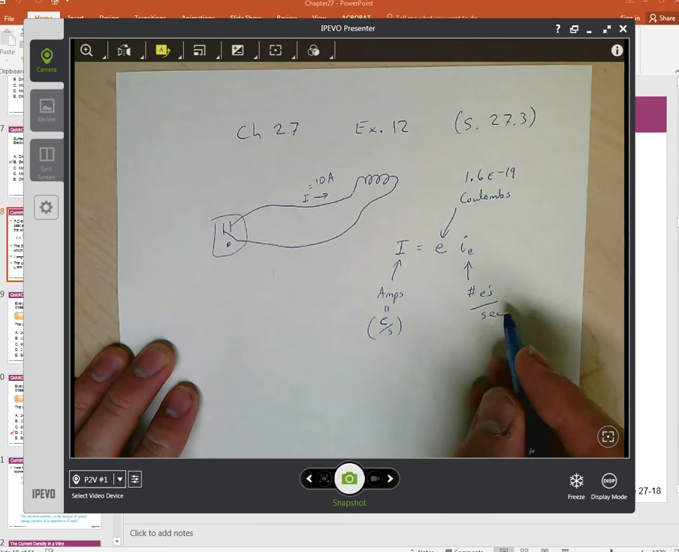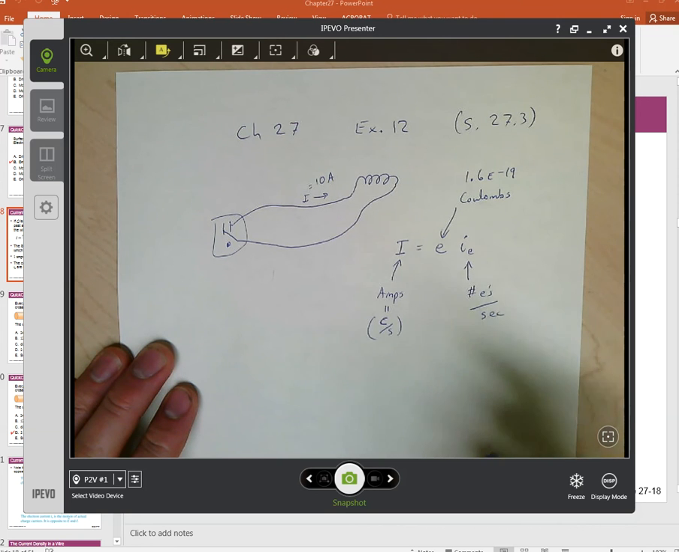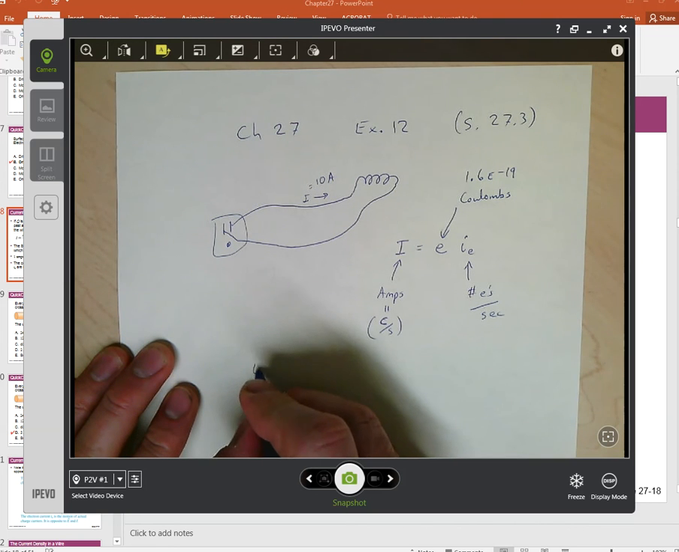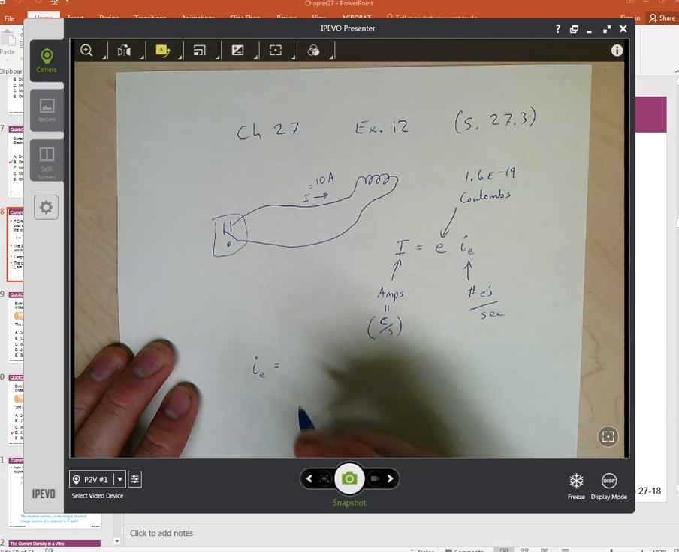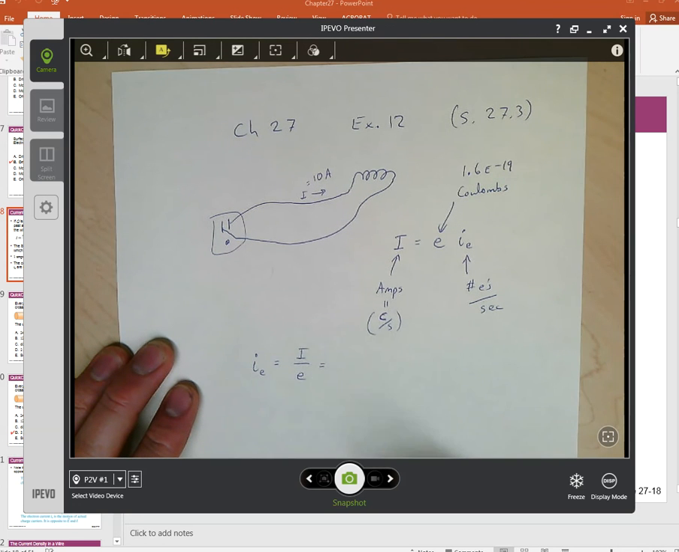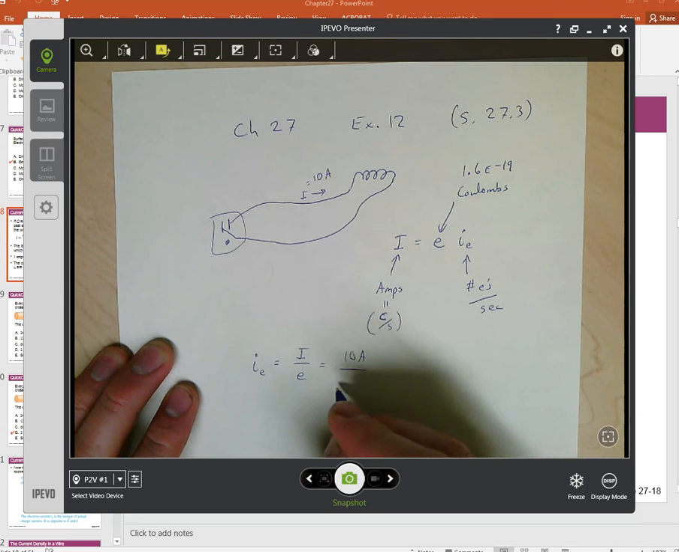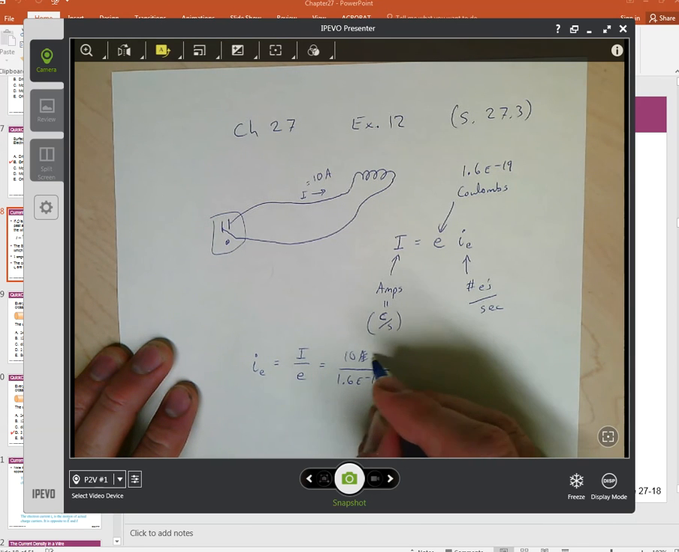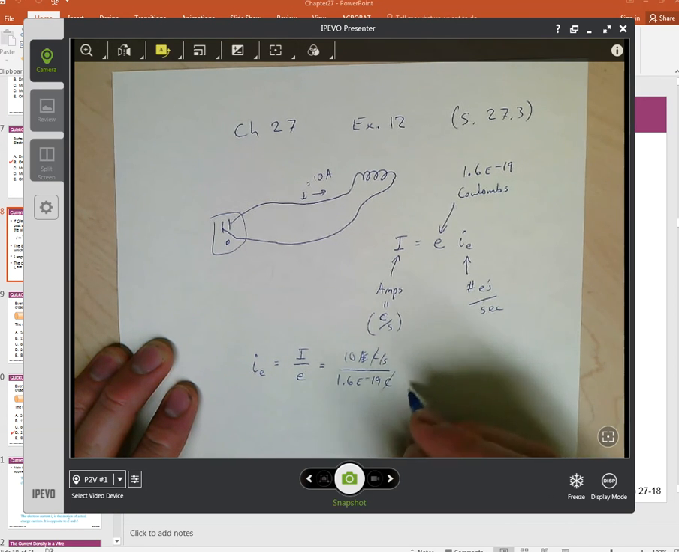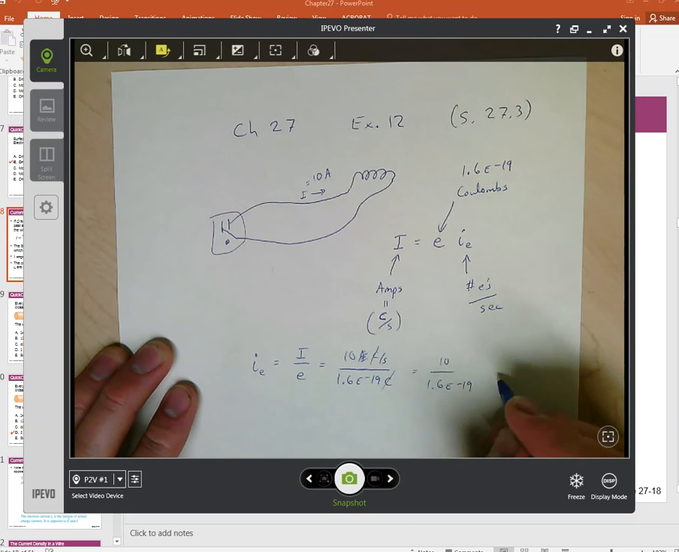We can see that what we need to figure out is the number of electrons per second. Then if we multiply it by how many seconds, we'd have the total number of electrons. So let's first figure out the electron rate of flow. How many electrons per second go by? If we take the current and divide by the charge of the electron, we have 10 amps divided by 1.6 times 10 to the minus 19 coulombs. Remember that an amp has units of coulombs per second, so the coulombs cancel out, and we're left with 10 divided by 1.6 e minus 19, and the implied units are electrons per second.